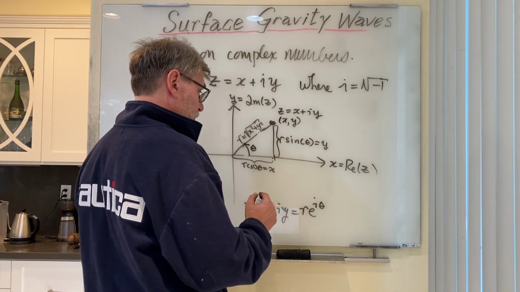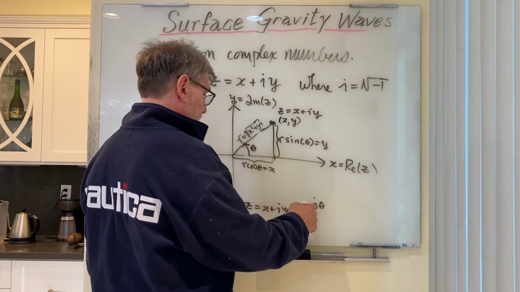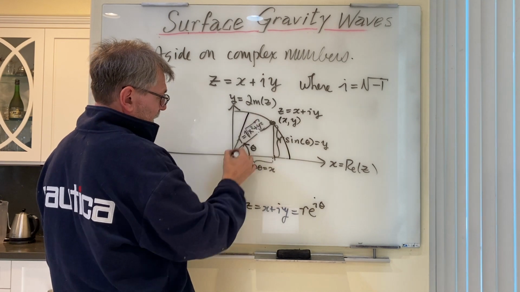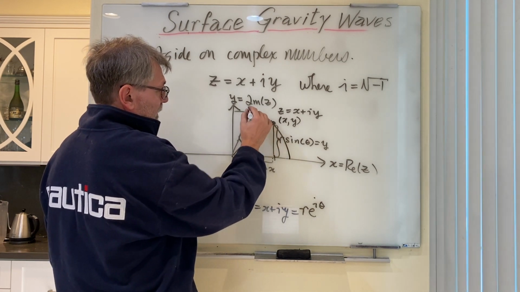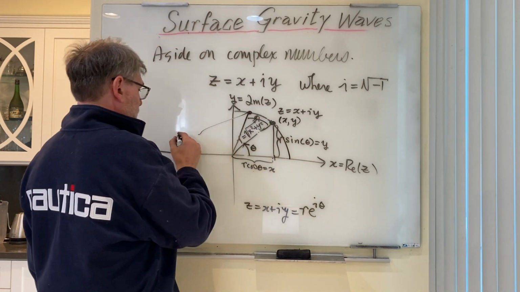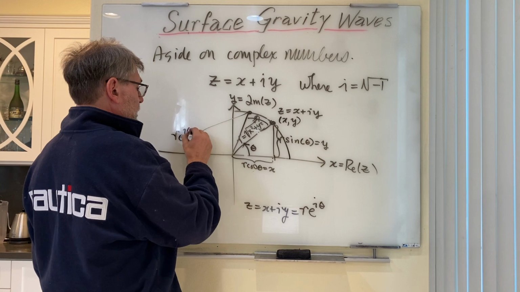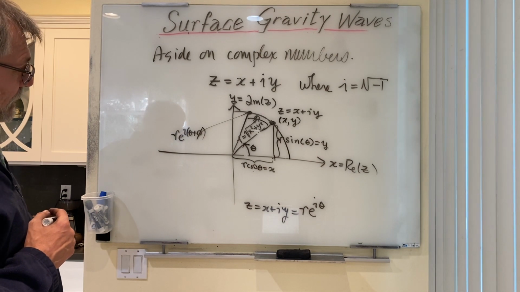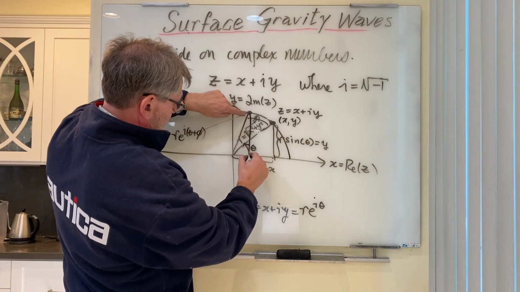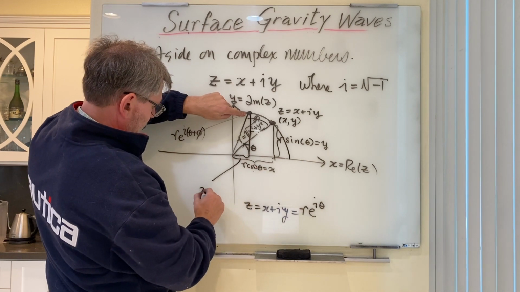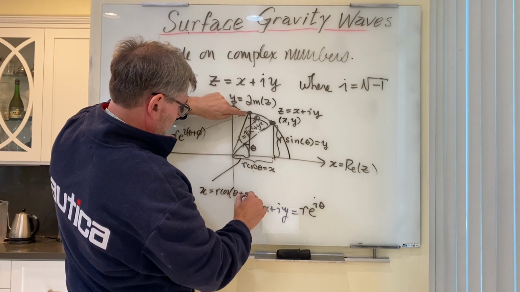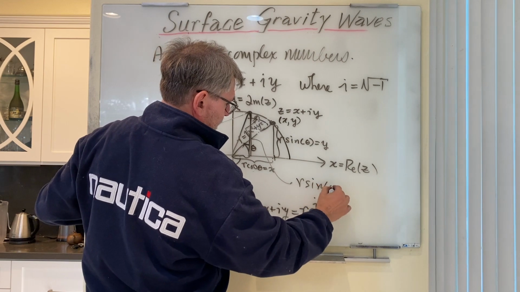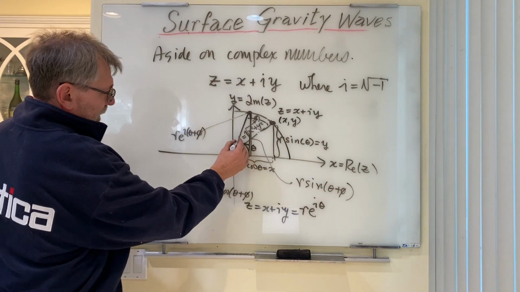So if I were to increment theta by a certain amount, by phi, for example, then this point here would be the same thing as r e to the i (theta plus phi), if it has the same radius. Because now this distance over here, x, is equal to r cos(theta plus phi), and this distance here is r sine(theta plus phi), because this angle now is theta plus phi.